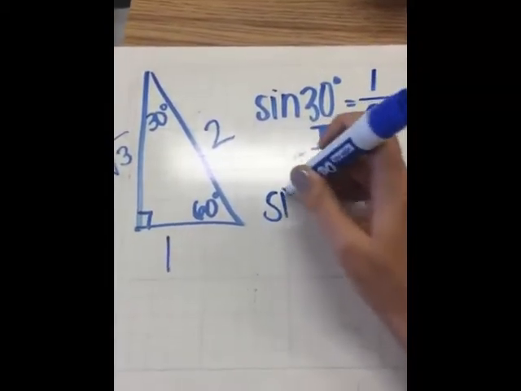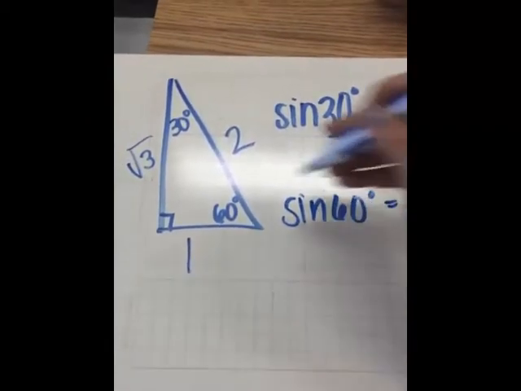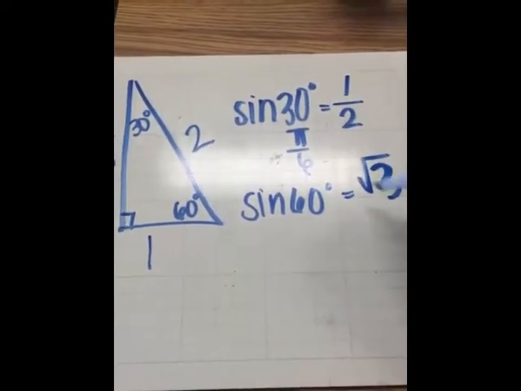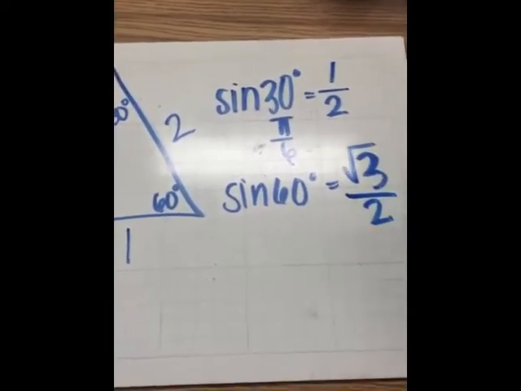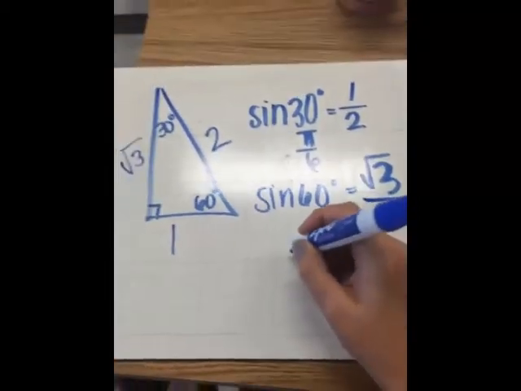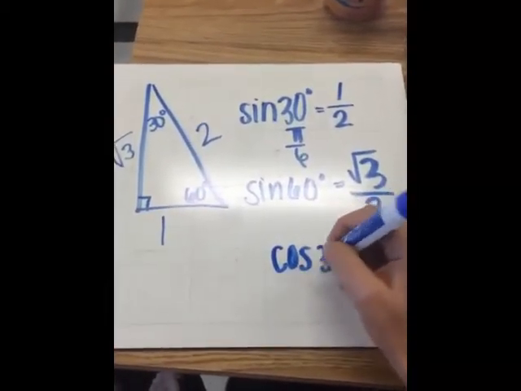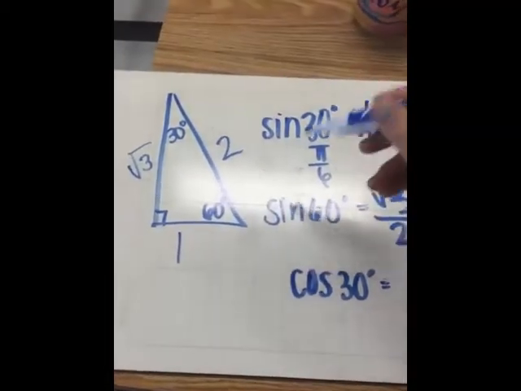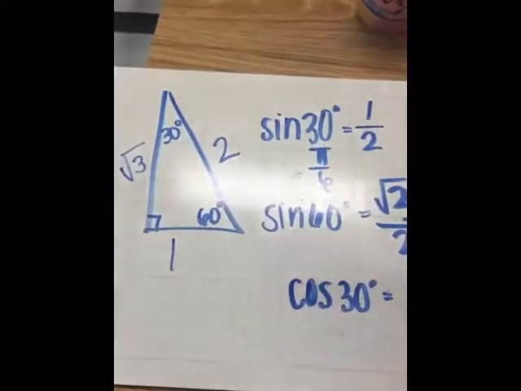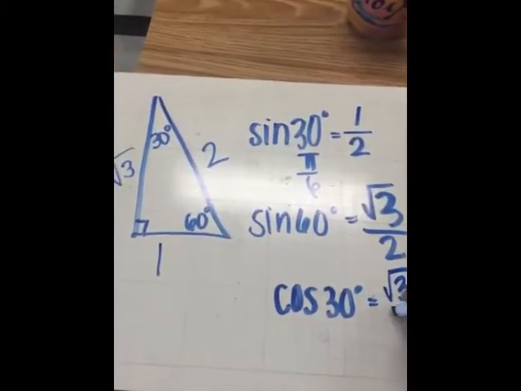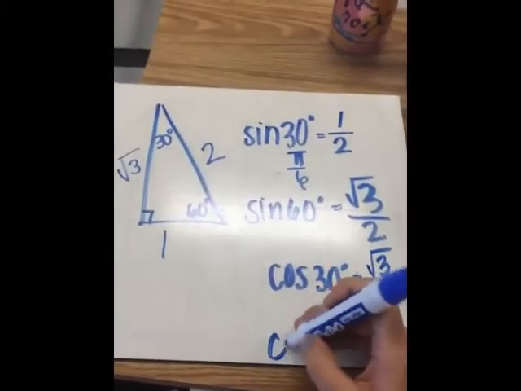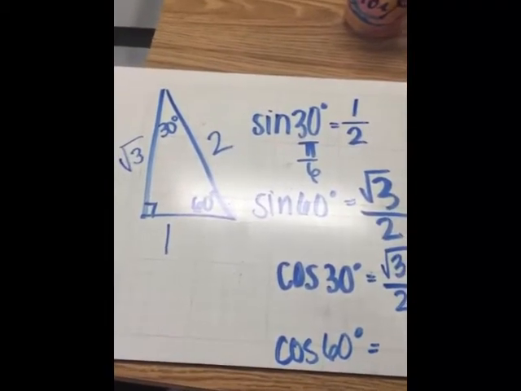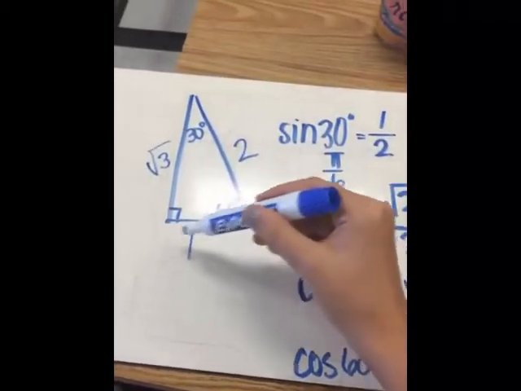What about sine of 60? Opposite of 60 is root 3. Over hypotenuse is 2. Root 3 over 2. Cosine of 30 would be adjacent over hypotenuse. So adjacent to 30 is root 3. Hypotenuse is 2. And cosine of 60 degrees, adjacent over hypotenuse. Adjacent is 1, hypotenuse is 2.